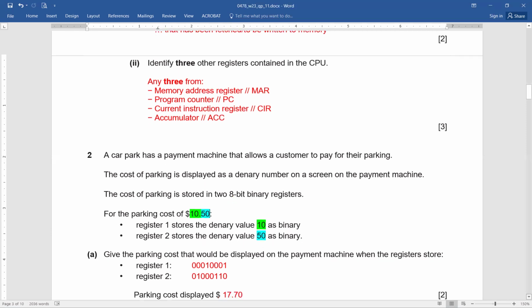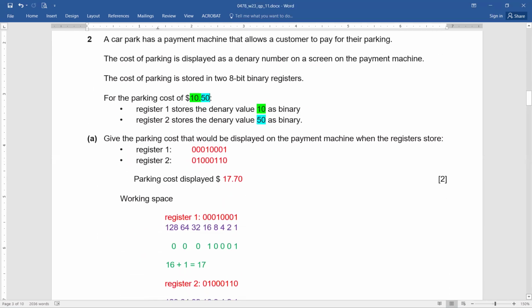Fine. So this is your division. Now, what is the question saying? Give the parking cost that would be displayed on the payment machine when the registers store these values. Now, this is basically your working space, and you have to mention what it actually is. Working space is to be used, like they have told, this is an example, and give the parking cost that would be displayed on the payment machine when the registers store this. Register 1 is storing this data and register 2 is storing this data.